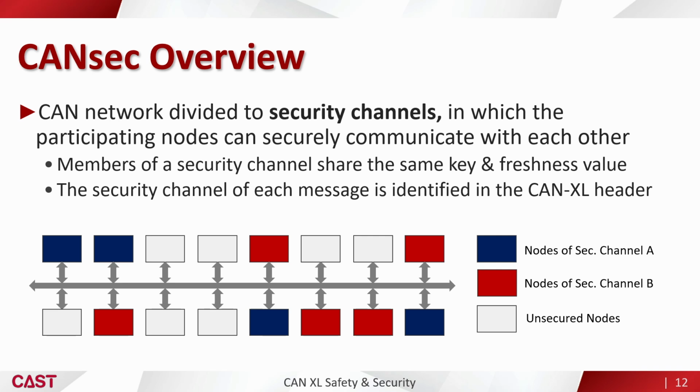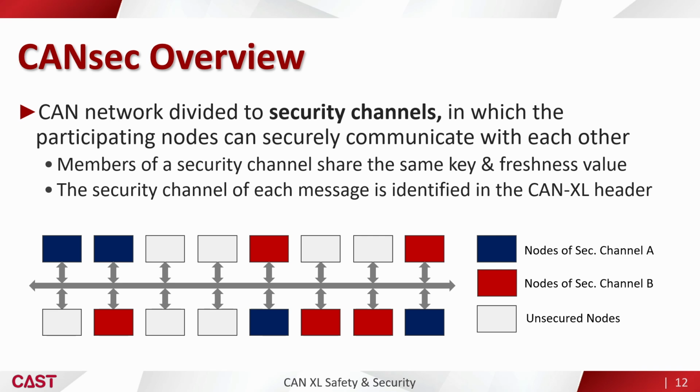The security channel for each message is identified in the CAN XL header, so receivers know which key to use for verification and decryption. This design is elegant because it allows different groups of nodes on the same physical bus to operate at different security levels. Safety-critical powertrain messages might use one security channel with 256-bit keys, while less sensitive body control messages might use a separate channel or even remain unsecured. This flexibility mirrors the VLAN concept familiar from Ethernet networks.